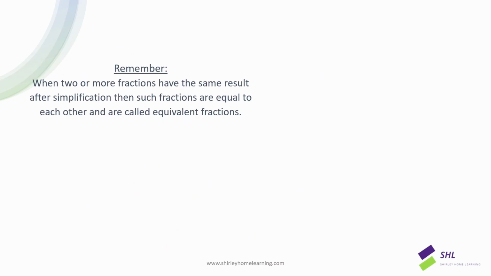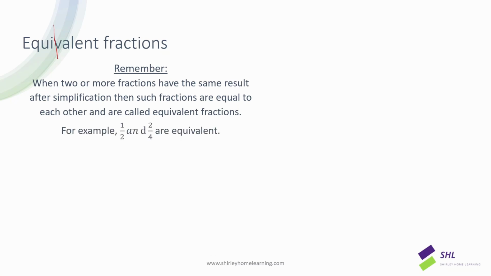You've got to remember that when you have two or more fractions and they have the same result after simplification, then the fractions are equal and they are called equivalent fractions. So equi means equal and valent means the same value. So let's have a look. Here are two examples. You've got half and you've got 2/4 and they are equivalent fractions.